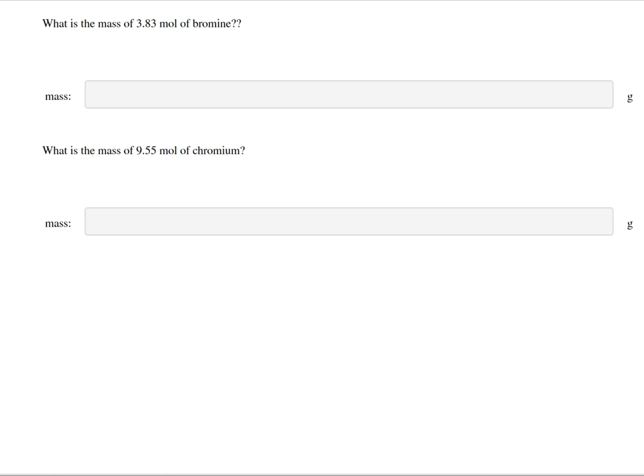So one thing before I start with the process. With the first problem that I'm going to look at, we have: what is the mass of 3.83 moles of bromine? Bromine is a special atom, so if you notice, it only tells you the name. I think we all know that bromine is Br on the periodic table. But one thing that you may not know is that bromine is one of the 7 diatomic molecules.